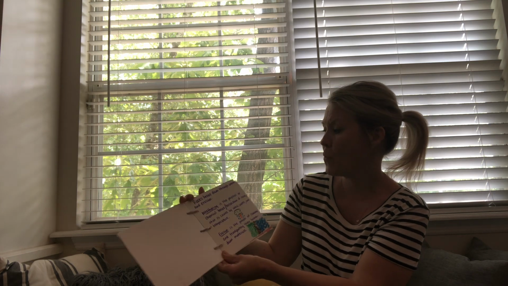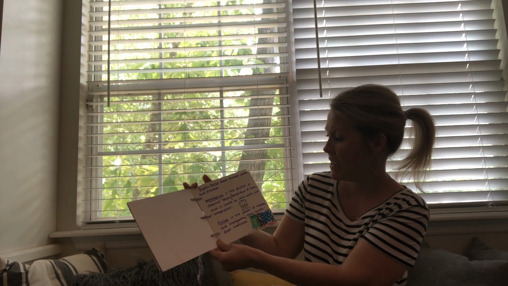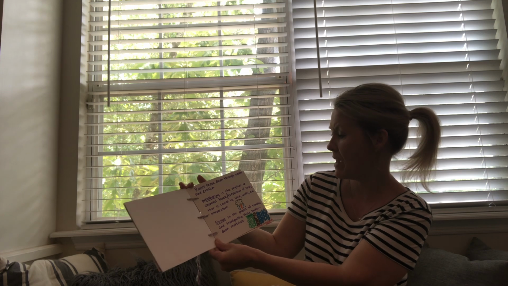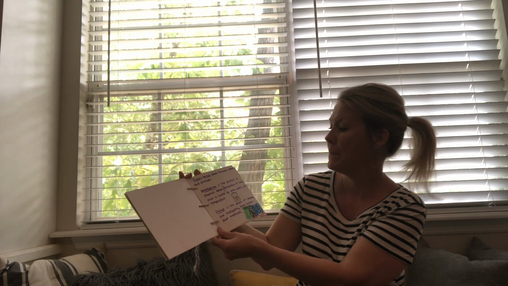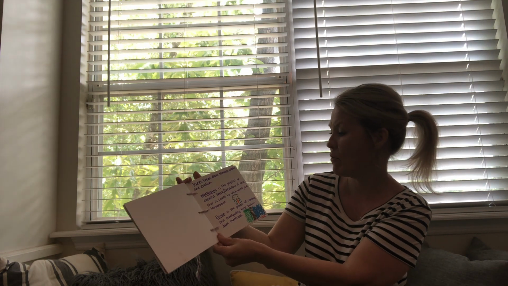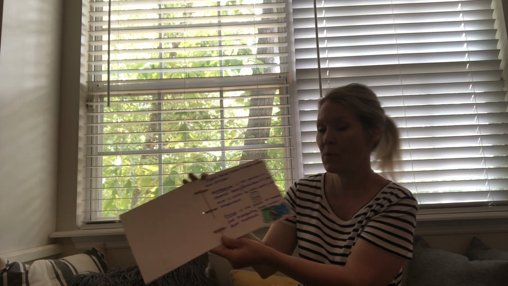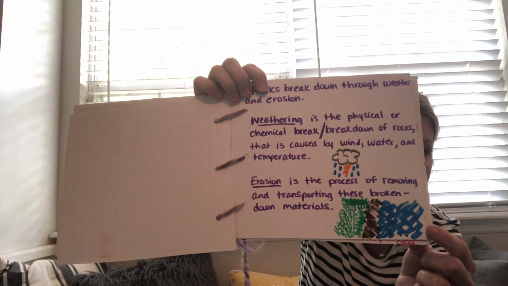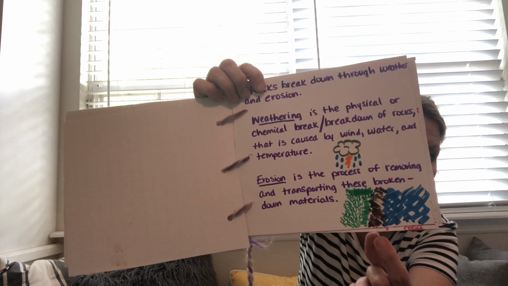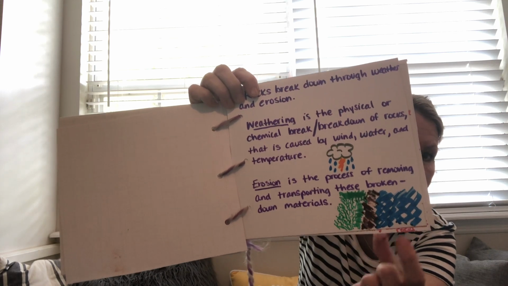Rocks break down through weathering and erosion. Weathering is the physical or chemical breakdown of rocks that is caused by wind, water, and temperature. Erosion is the process of removing and transporting these broken down materials. And then it showed us a picture where we can see the grass and where it's being broken down, and the water's flowing.